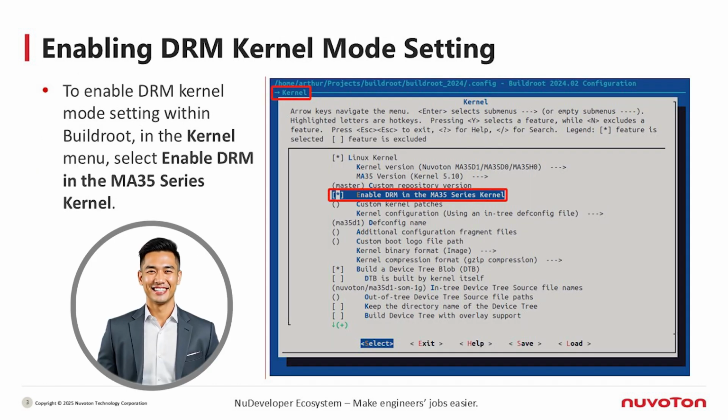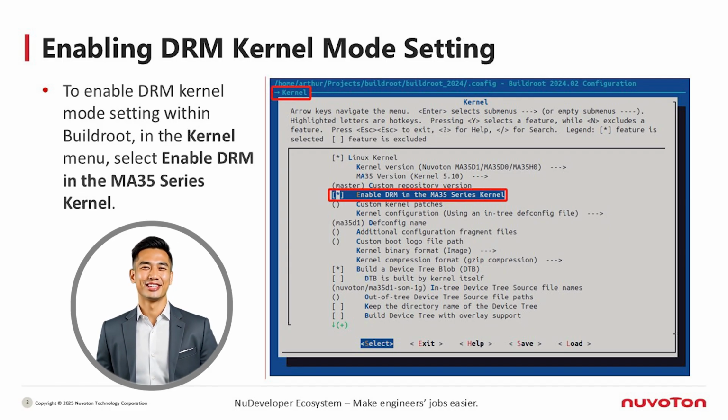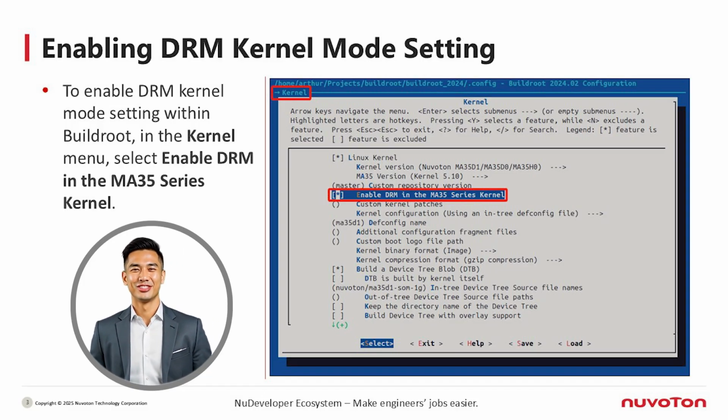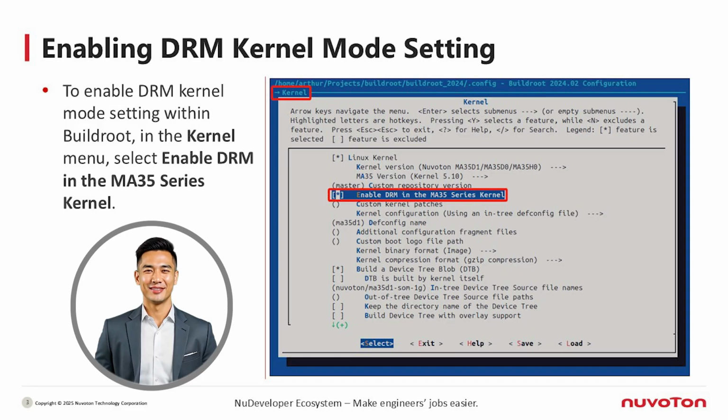Often, we straightforwardly configure Linux by performing make linux-menuconfig within Buildroot to enable DRM kernel mode setting. But for the MA35 SoC series, you can directly configure Buildroot to enable it. Open the Buildroot configuration menu. In the kernel menu, select Enable DRM in the MA35 series kernel.